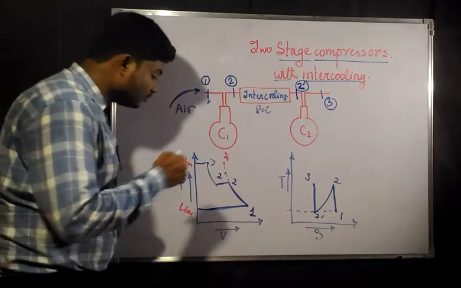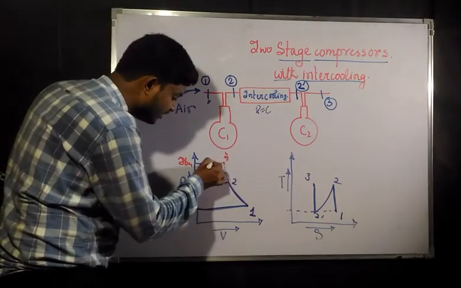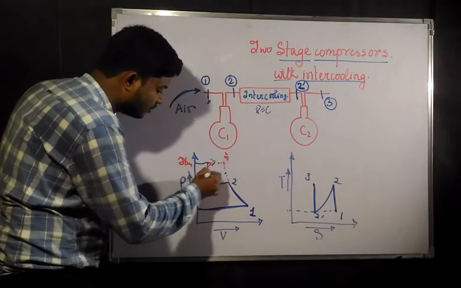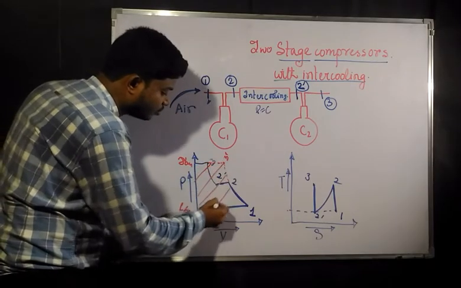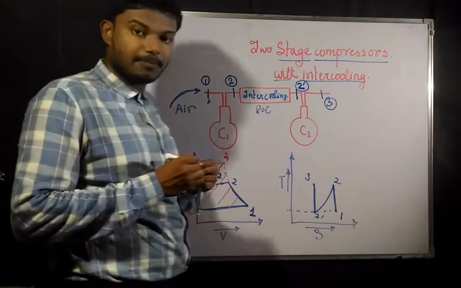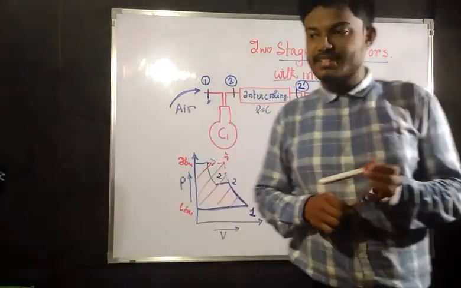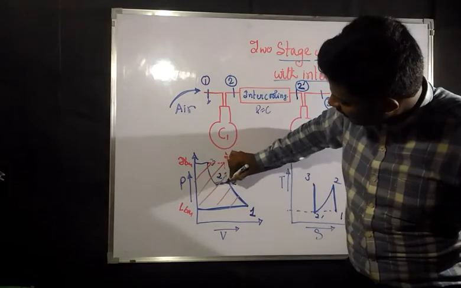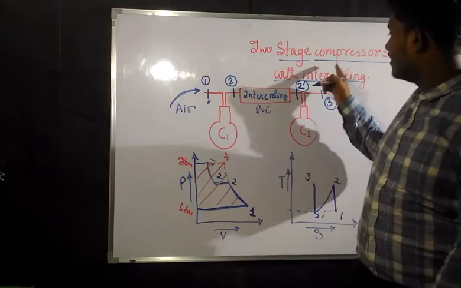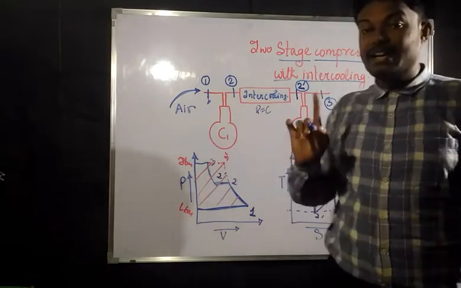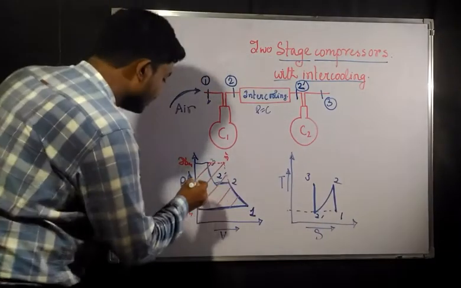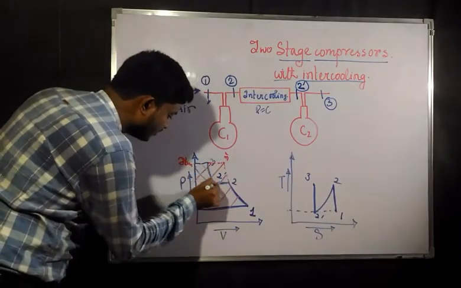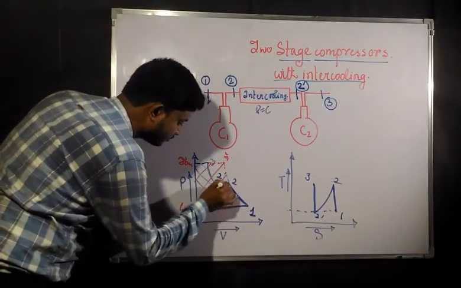Okay, so if you would have gone through this single stage, this total area would have come into your picture and this total area would have been your work done, for your single stage. Now as we are adding intercooling in between the two stages of the compressor, what is going to be the total work done? It is going to be only this area. This much amount of area would be there.